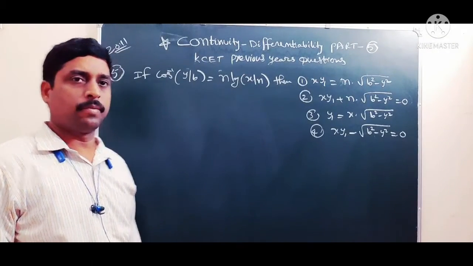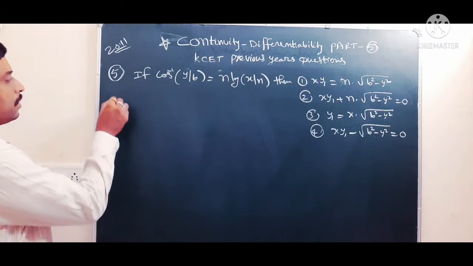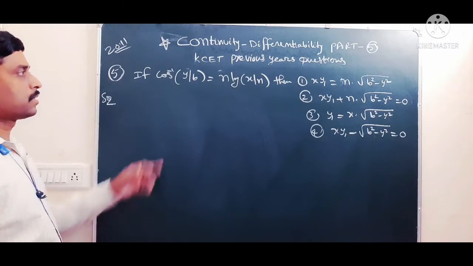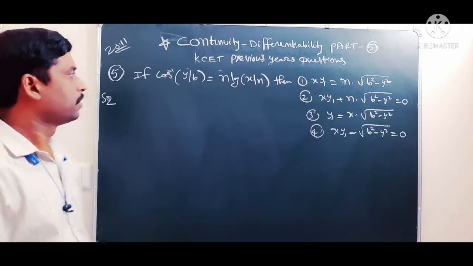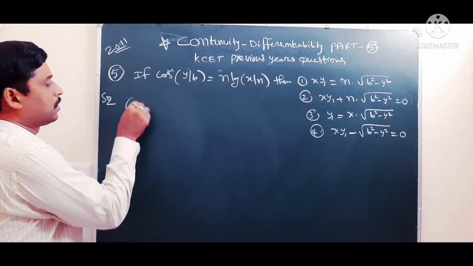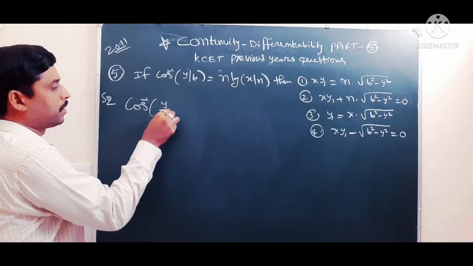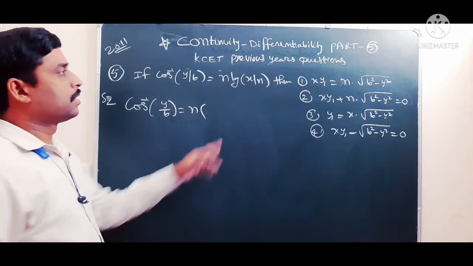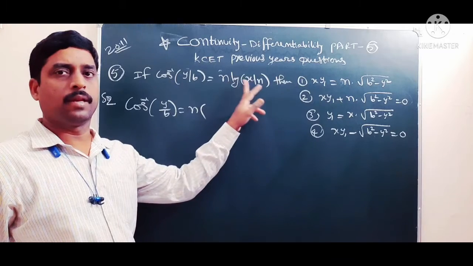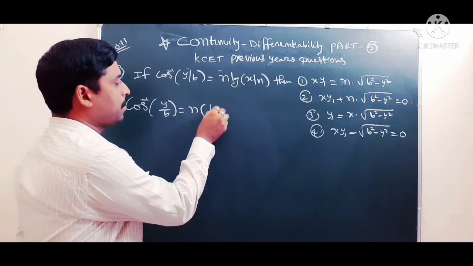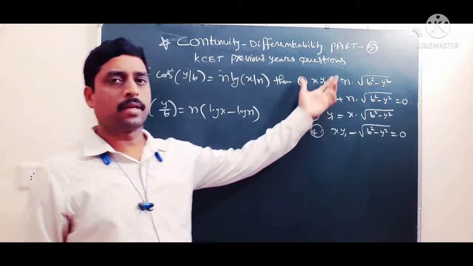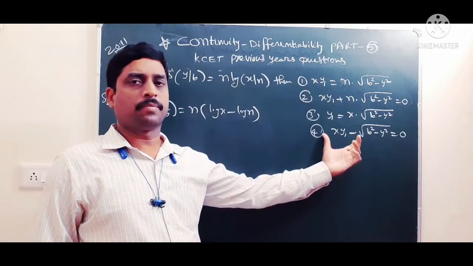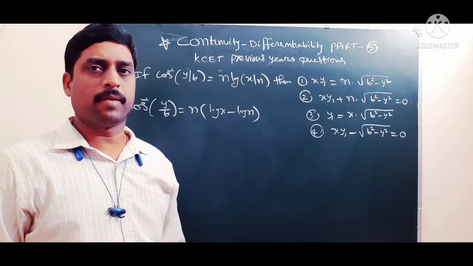Let us go to the next problem. This is also from 2011. So what is given? Cos inverse of y by b equal to n into log x by n. Cos inverse of y by b equal to n times log x by n, and by using the log a by b formula, log x minus log n. So what options are given? The y1 combination options are given. So y1 means dy by dx.